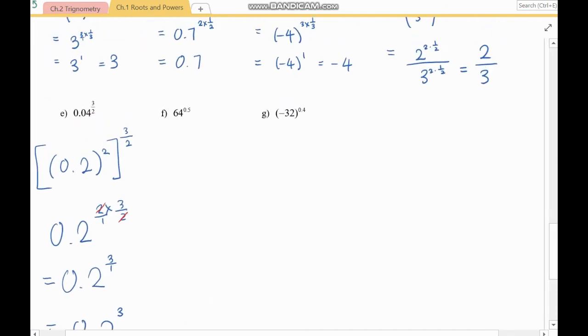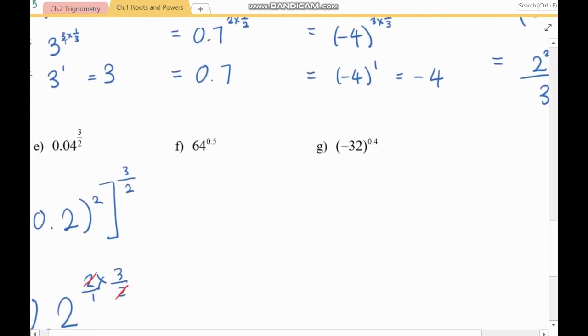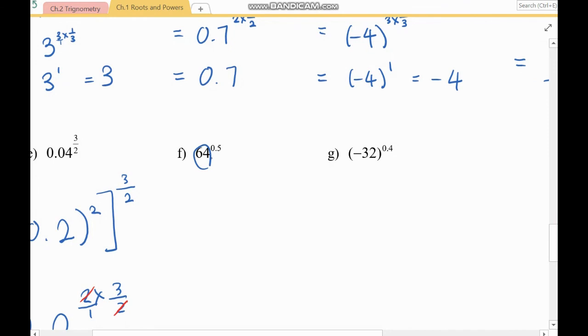Okay, next. 64. Everyone, 64 is 8 squared to the power of 0.5. 8 squared to the power of 0.5 is 8 to the power of 2 times 0.5. 8 to the power of 1.